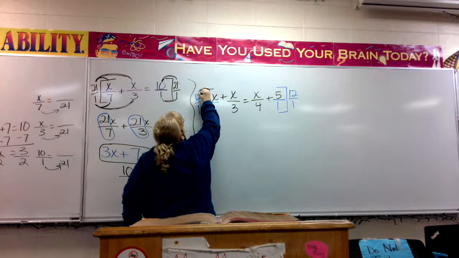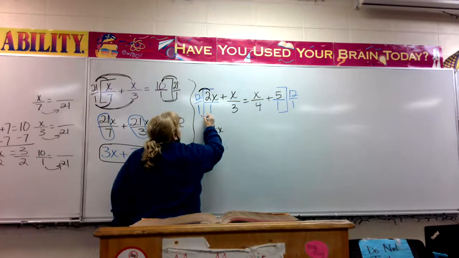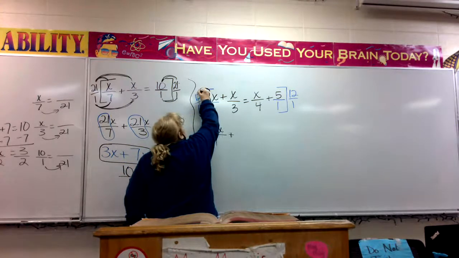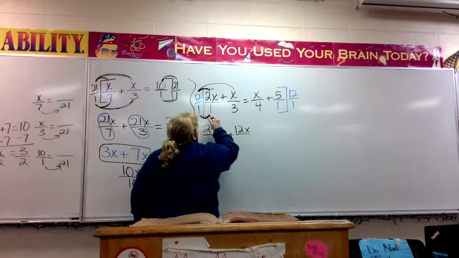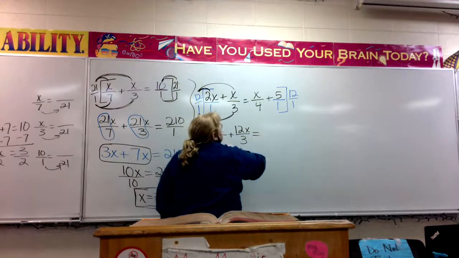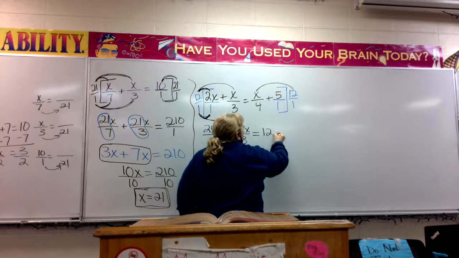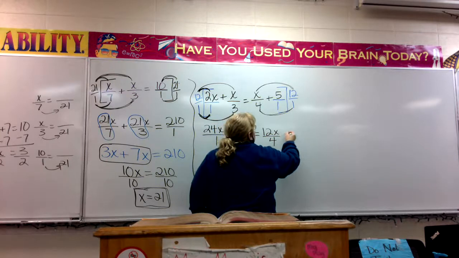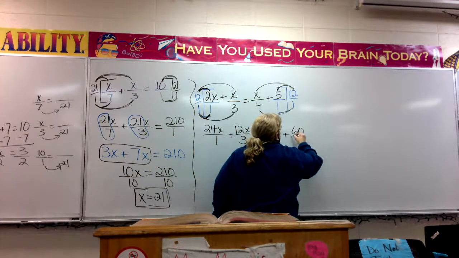So what do you get here? 12 times 2x, 24x over, that's easy, 1 times 1. 12 times x, 12x. 1 times 3, 12 times x. And on bottom, 4 times 1. 12 times 5, I think that's 60.